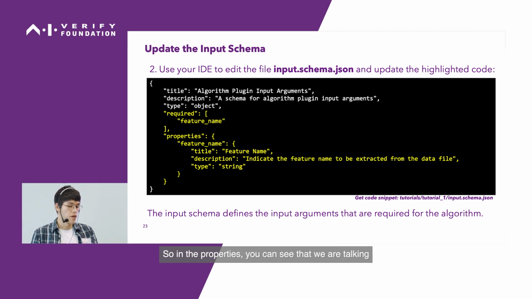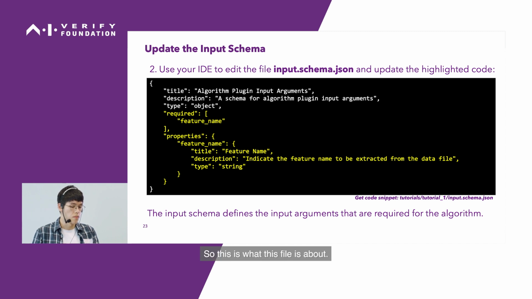In the properties, you can see that we define what feature name is. The title is feature name, and this is the description. The most important thing here is actually the type. In this case, for feature name, we are saying that it's a string. Another purpose of this file is to validate what the user inputs. For example, my algorithm is expecting a string called feature name. If the user enters a feature name but passes it in as a number, it will fail the validation. So this is what this file is about.